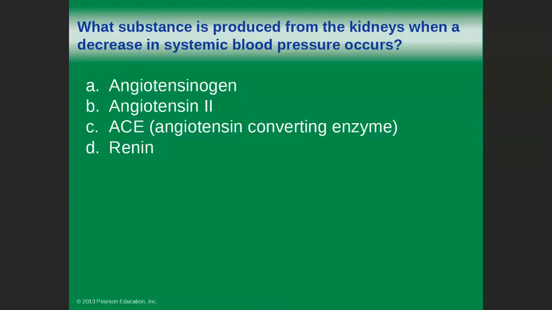What substance is produced from the kidneys when a decrease in blood pressure occurs? Well, we can rule out some of these. Angiotensinogen is produced by the liver. Angiotensin II is converted from angiotensin I in the lungs by angiotensin converting enzyme. So we can rule those out. Those don't come from the kidney. Yeah, renin is correct. Simone, you are correct. Very good.